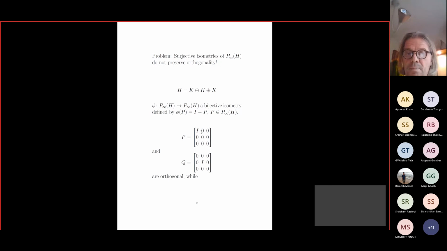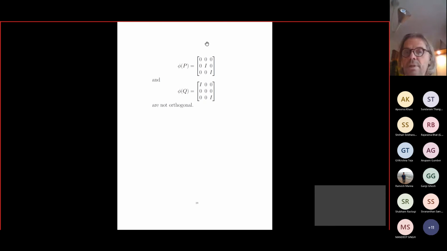And then you take P, which is a diagonal projection with identity, 0, 0 on the diagonal, and Q with 0, identity, 0. What is I minus P? It is 0, identity, identity. What is I minus Q? It is identity, 0, identity. So in I minus P, you have identity here. In I minus Q, you have identity here. So P and Q are orthogonal, but these two are not orthogonal.